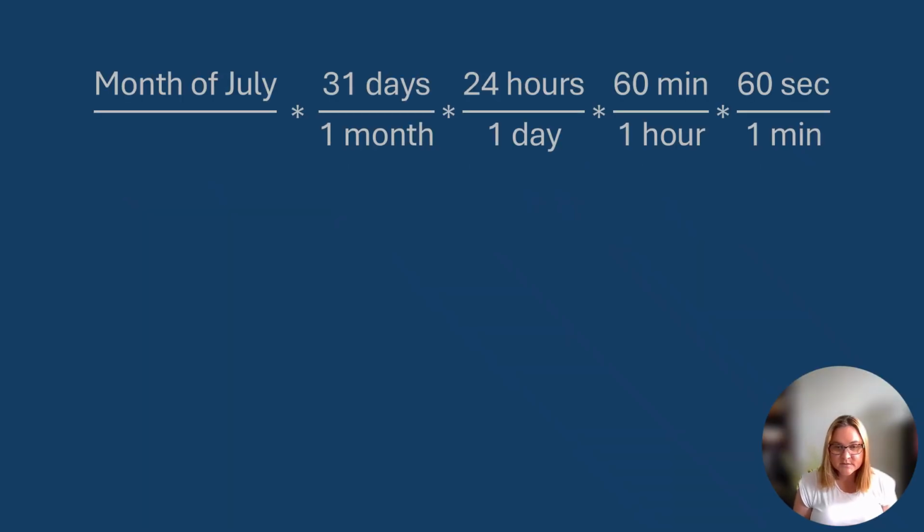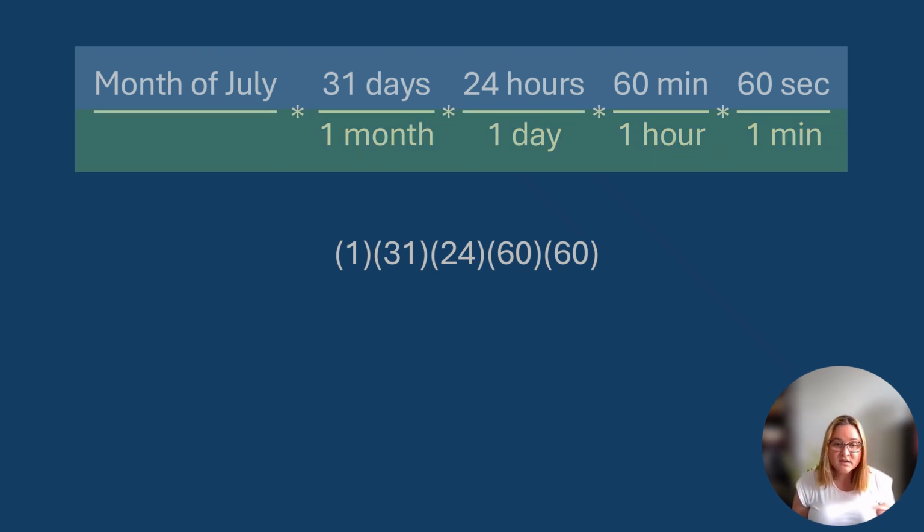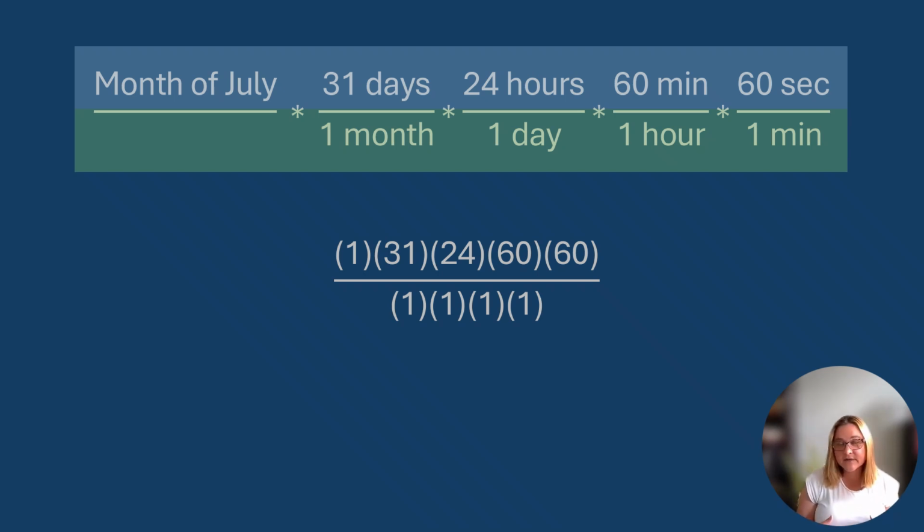Once you have your problem set up, like we do here, you have to actually calculate it. The process here is fairly straightforward. All of the numbers in the numerator get multiplied together. The first one here is the implied 1 in the month term. Separately, all of the numbers in the denominator are going to be multiplied together. Note that there are only values of 1 here, but we will get to the point where there are non-1 values, so your simplified denominator will actually matter quite a bit.